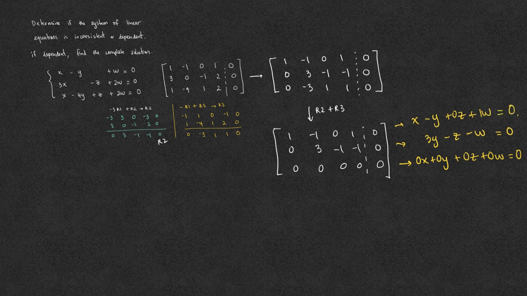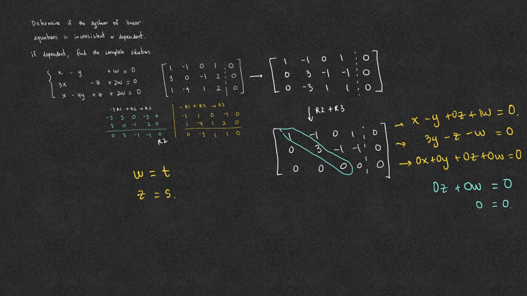From the last equation, we will read this off from the diagonal only. It states that 0z plus 0w equals 0. And so regardless of what z and w is, this statement is always true. The z and w can be any real numbers, so we let w be t and z be s. These are the two distinct real numbers.